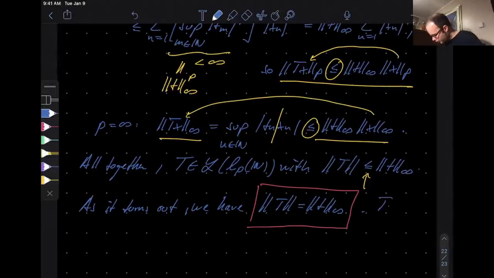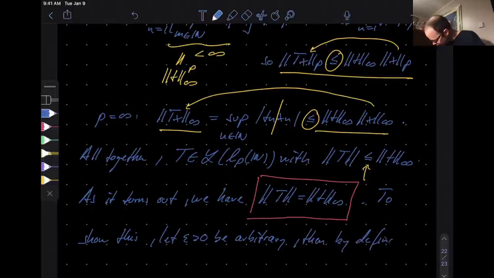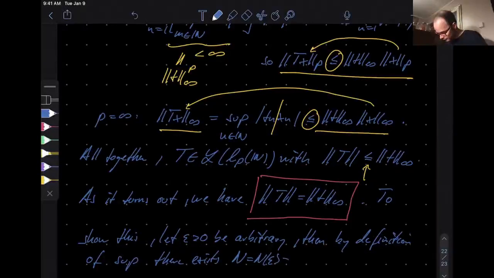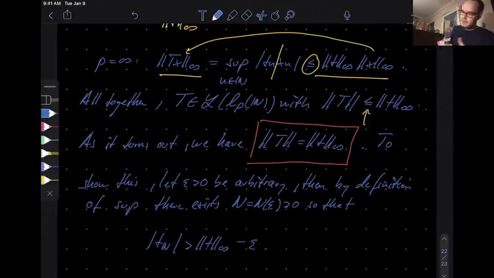As it turns out, we have to show this. Let epsilon positive be arbitrary. Then, by definition of the supremum, there exists a capital N, which depends on epsilon, so that |t_N| exceeds that supremum once I subtract the quantity epsilon. That's a typical thing. A supremum is a least upper bound. So if you take some small quantity away from it, automatically you can find some term that will exceed the supremum minus that small quantity. That's what we do here.